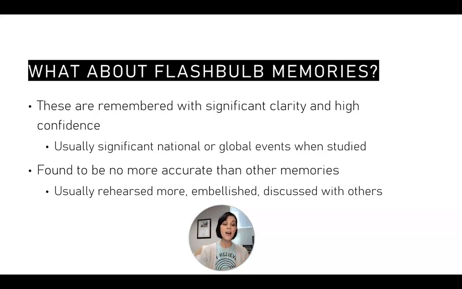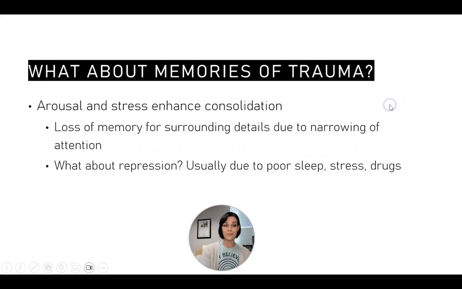And this is because we're confident in them because they tend to be rehearsed more, they tend to be embellished more, and they tend to be discussed with other people, which again means we have a goal to entertain rather than to inform. Anytime that we have an entertainment goal, there is a greater likelihood for embellishment, distortion, and a loss of accuracy. Now, what about memories of trauma?